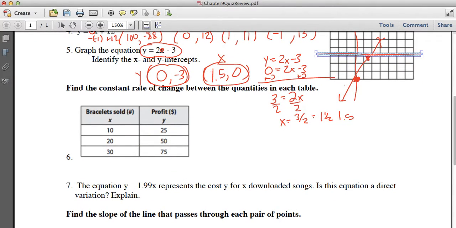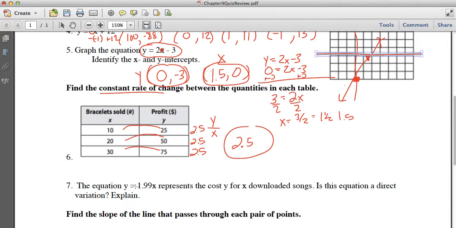The constant rate of change is found by taking the change in y, or y divided by x, and seeing if that's constant. In this case, it is telling me that it is a constant rate of change. So all I have to do is make sure that 25 divided by 10 is the same thing as 50 divided by 20, and that's the same thing as 75 divided by 30. So we get 2.5 here, and we get 2.5 here, and we get 2.5 here. So the constant rate of change is equal to 2.5. Okay.